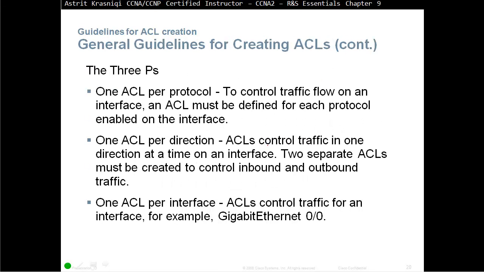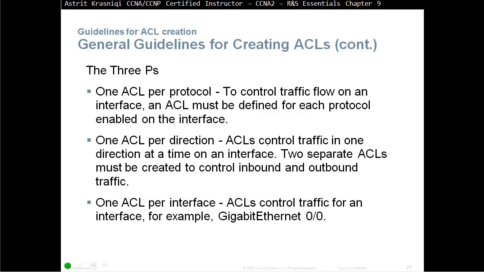The guidelines for creating ACLs are the 3 P's that you won't need to remember. We have one access control list per protocol. To control traffic flow on an interface, an ACL must be defined for each protocol enabled on the interface. One ACL per direction. An ACL controls traffic in one direction at a time on an interface. Two separate ACLs must be created to control inbound and outbound traffic. And one ACL per interface.